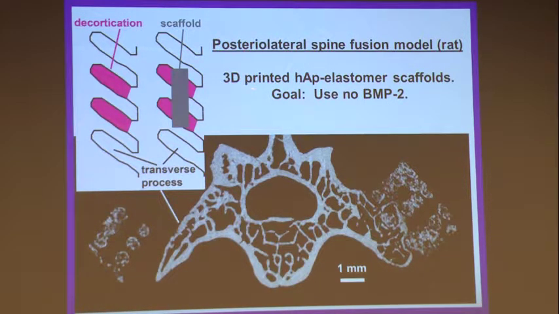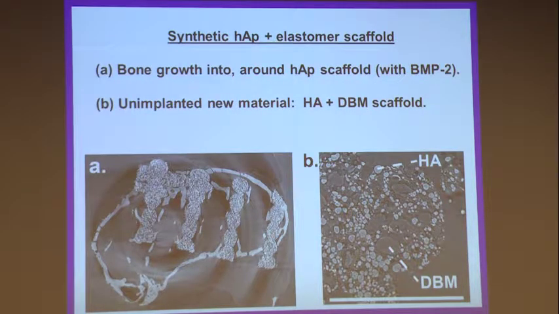And this particular system that we're looking at is 3D printed. It's a synthetic hydroxyapatite with an elastomer scaffold. Our goal is to use no BMP2. As the first trial, we used the synthetic hydroxyapatite and elastomer, and we treated with BMP2. If we couldn't get it to work with BMP2 treatment, then there's no point in going further. And there's the scaffold, and we got bone encapsulating it, quite vigorous growth of bone, so we thought we're viable.